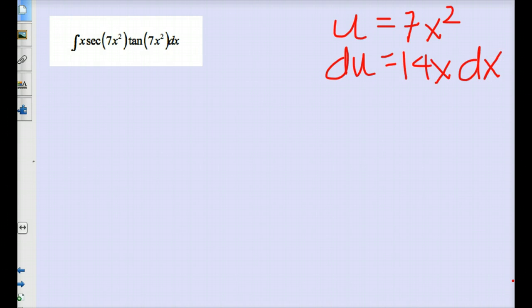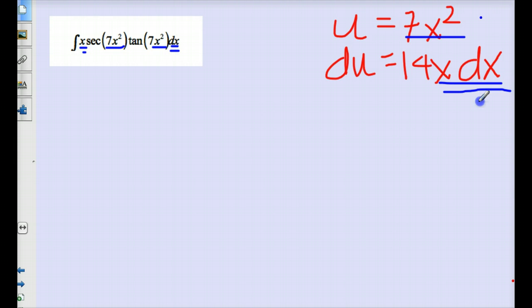And so here's the visual I'd like to do. Everything that is u, I'm going to underline. So I know I can stick a u here and I can stick a u here. And then I'm going to double underline anything in the du that shows up in our function. So I have an x and a dx. So I double underline that.